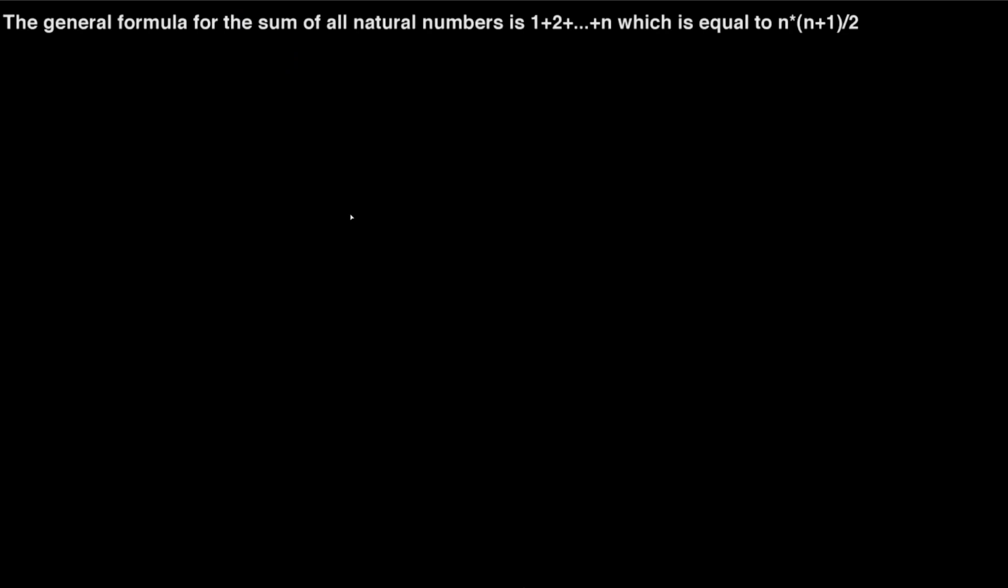The general formula for the sum of all natural numbers is 1 plus 2 plus all the way to n, which is equal to the product of n and the sum of n plus 1, which is then divided by 2. Using PMI, let's solve if this equation is true.